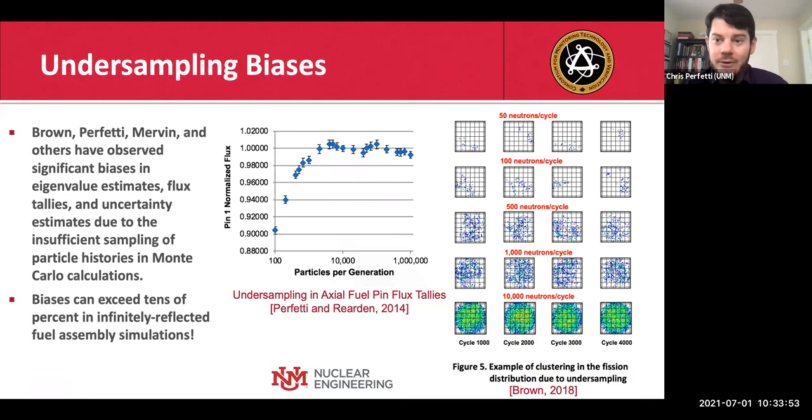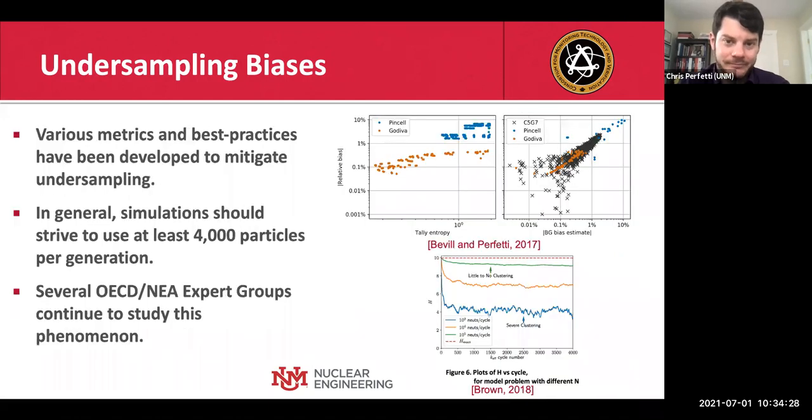And this is typically caused by using too few particles per generation. Again, the biases occur in the tallies and in the tally uncertainties. These biases can be tens of percent, even for some relatively simple problems like just an infinitely reflected fuel pin or an infinitely reflected fuel assembly. The biases will occur in the axial tallies, actually in the z direction. So these biases can be pretty nasty for these eigenvalue simulations.